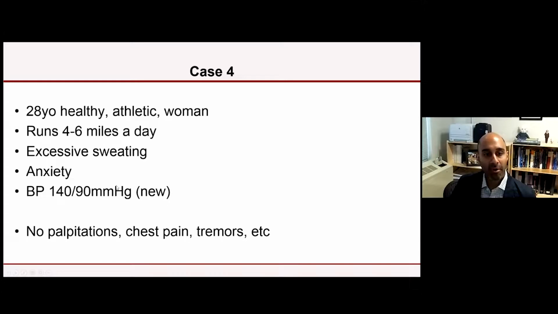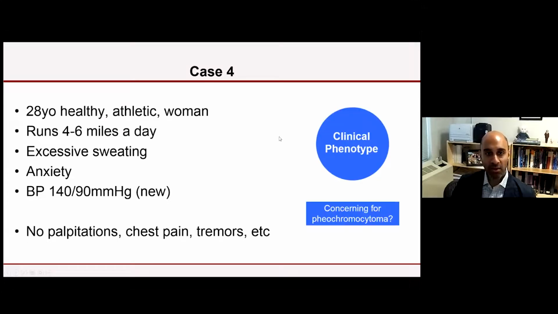And her blood pressure in clinic is 140/90, which is new for her. The year before, it was normal, and she's an athletic, young, fit individual, so this is kind of eyebrow raising. She denies any palpitations, chest pains, or tremors, or any other symptoms that are not mentioned here. So what do you think is going on?